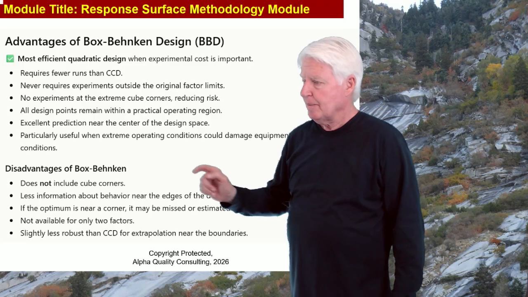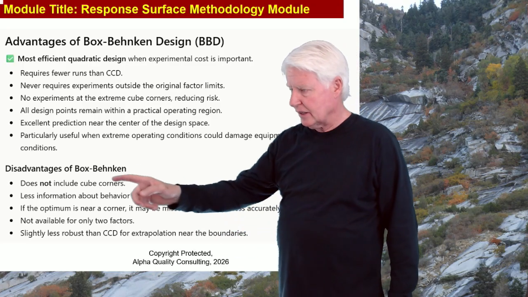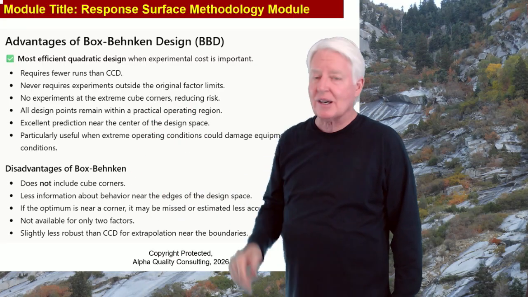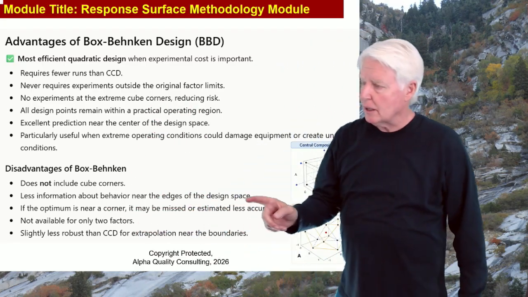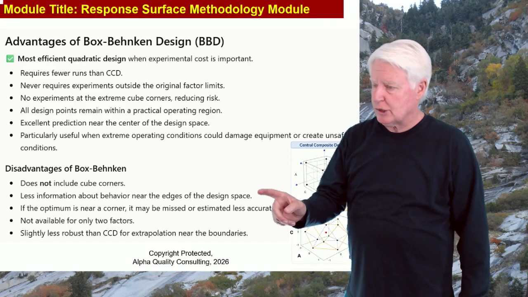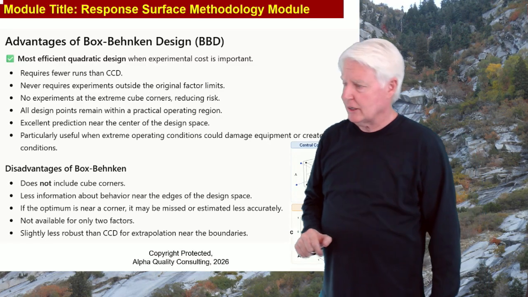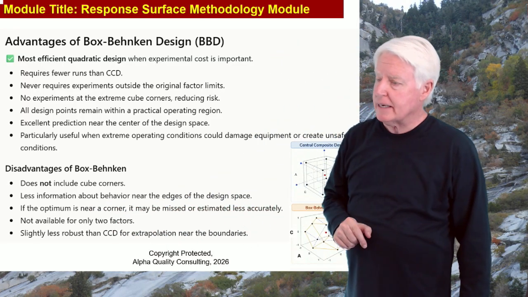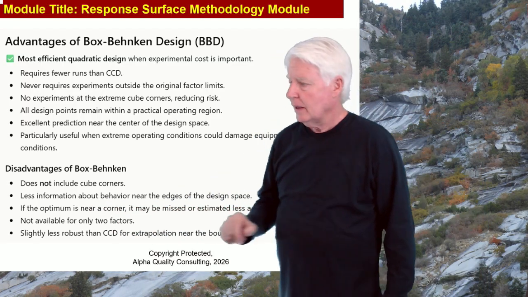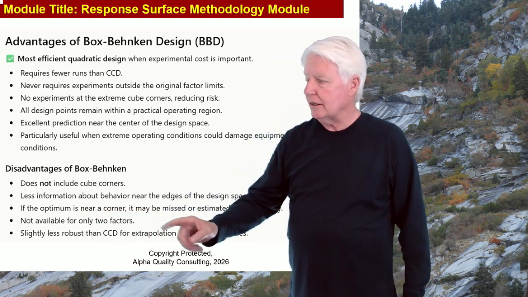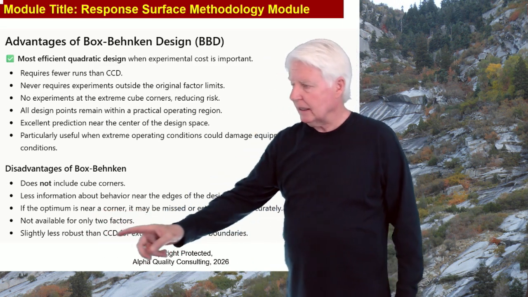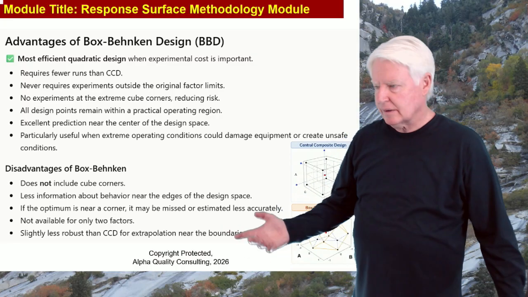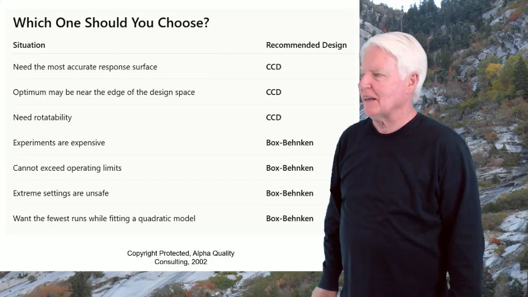Disadvantages of the Box Behnken design: does not include cube corners. So in some ways that can be an advantage, in some ways it can be a disadvantage. Less information about behavior near the edges of the design space. It doesn't do quite as well on that section of the response surface. If the optimum is near the corner, it may be missed or estimated less accurately. Not available for only 2 factors. Okay, slightly less robust than CCD for extrapolation near the boundaries. Now, we've said that in many different ways, but there it is again.